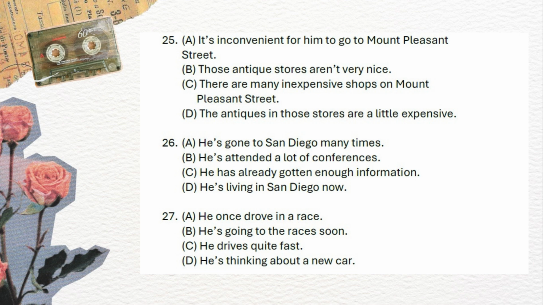Number 27. Have you ever gone for a ride with Charlie? I sure have. He seems to think he's a race car driver, doesn't he? What does the woman imply about Charlie?